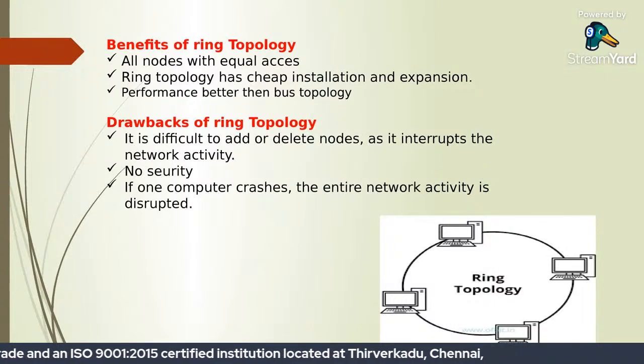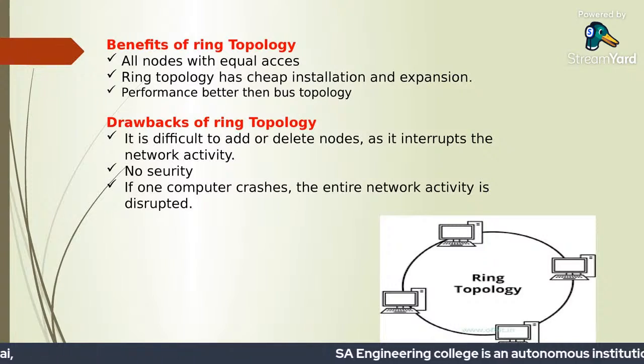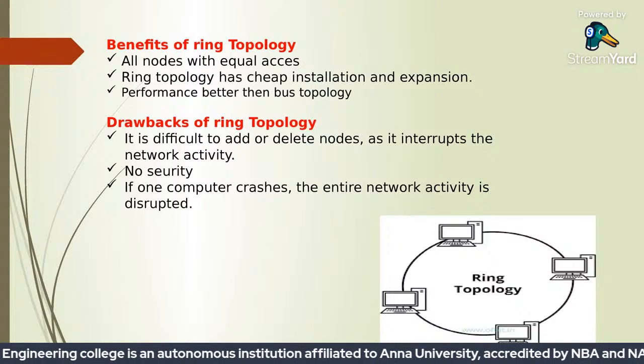Yes, in ring topology, a system is connected to another system. When data from this system is forwarded, it moves from one system to another. If a system crashes, the network is disrupted.